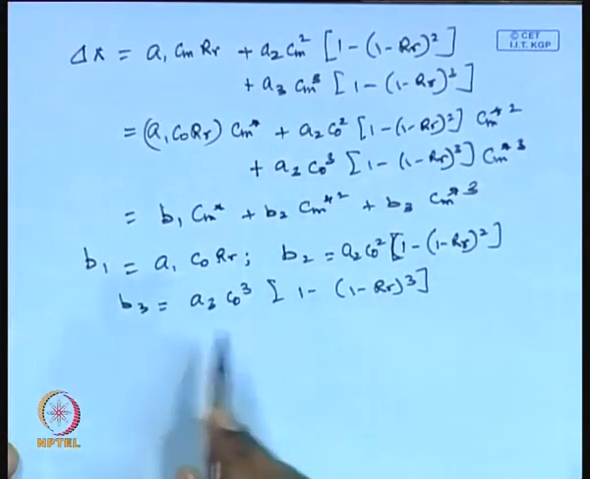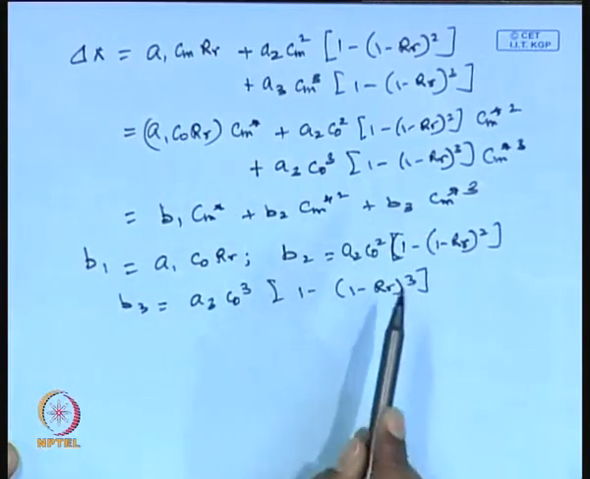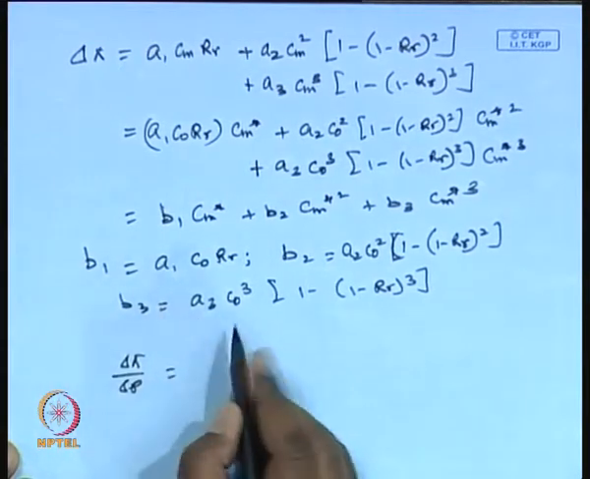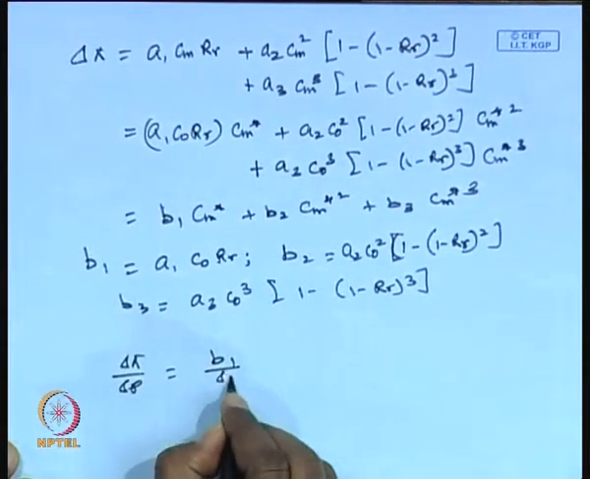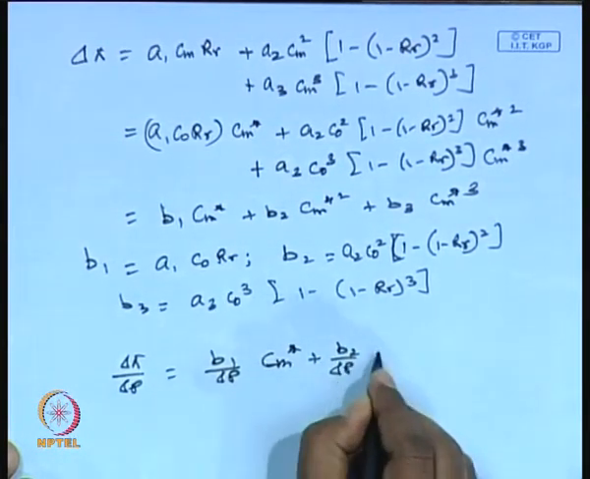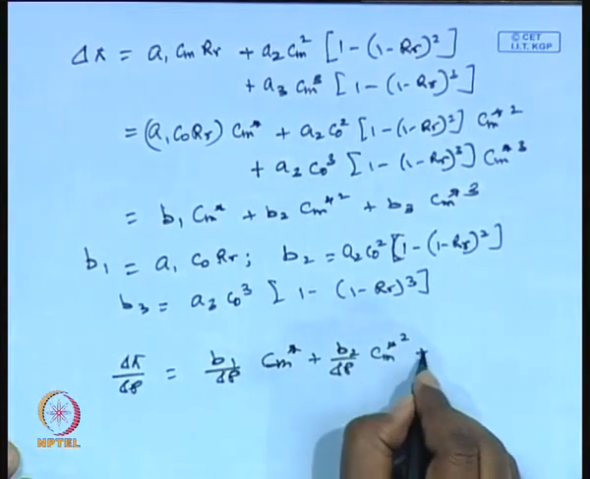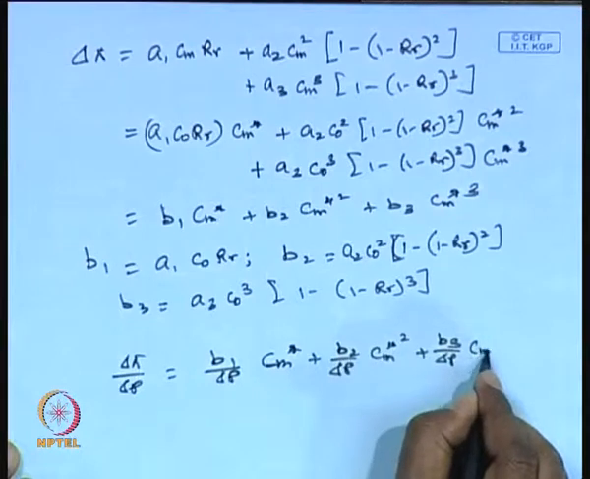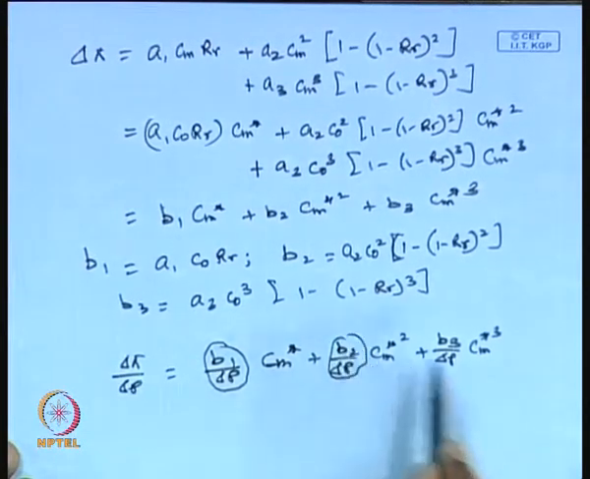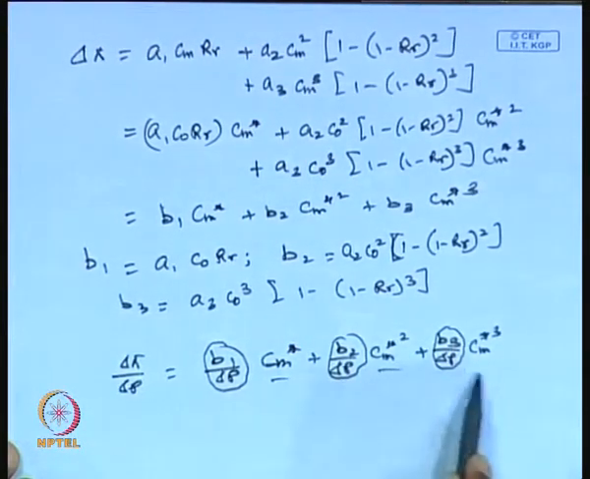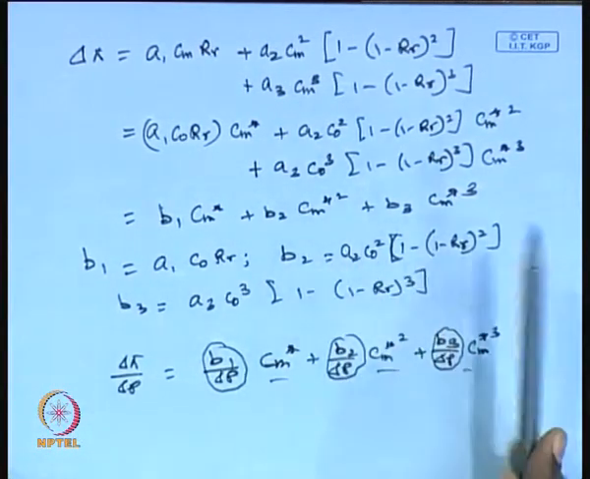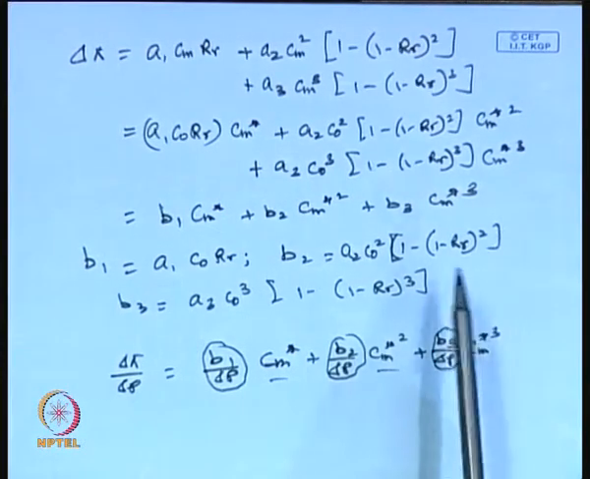So, this is a convenient way to express delta pi in terms of Cm star only, and delta pi by delta p will be nothing but B1 by delta p times Cm star, plus B2 by delta p times Cm star square, plus B3 by delta p times Cm star cube. Each of these coefficients is a non-dimensional number and all the variables are non-dimensional, so the whole thing becomes non-dimensional. In a sense, your osmotic pressure difference can be expressed in terms of Cm star only, and that is the way the derivation goes.